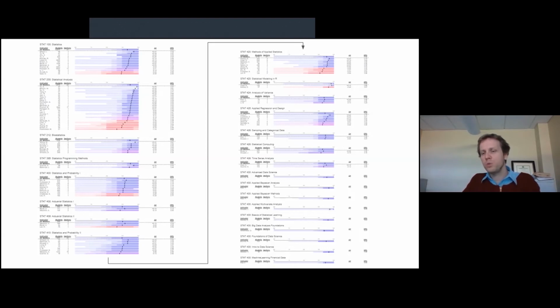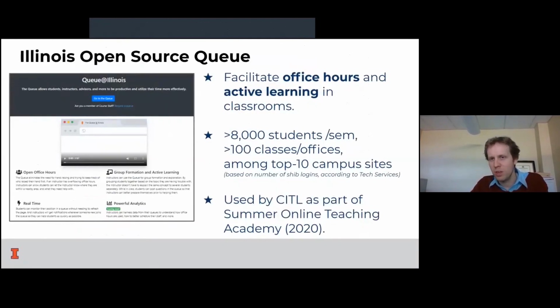But I've also worked with a lot of students on projects that don't include data visualization that really make student life here better. One of them is the Illinois Open Source Queue. The Illinois Open Source Queue facilitates office hours and active learning inside classrooms. It's used by thousands of students.